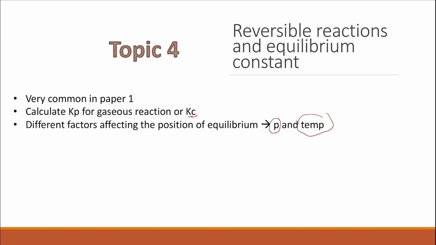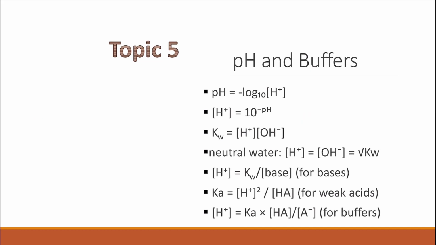So pH is minus log 10 of the hydrogen ion concentration. For any acid, the hydrogen ion concentration will equal the concentration of the acid if it's monoprotic. If it's diprotic, it's going to be 2 times the concentration of the acid.